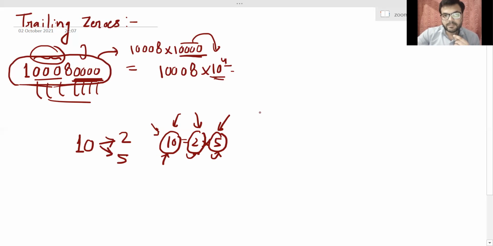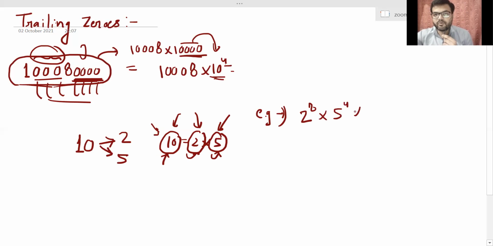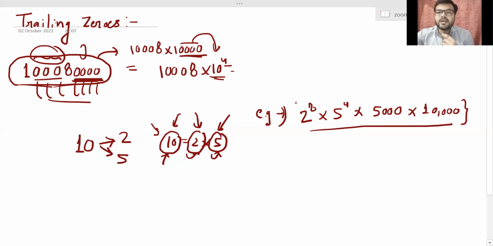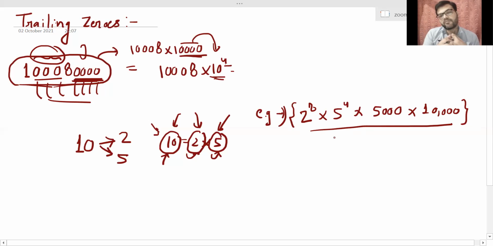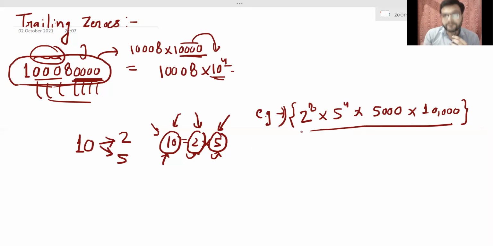Let me give you an example. For example, let's say you have got 2 raised to the power 8 into 5 to the power 4 into 5,000 into 10,000. Let's say we have got this expression, and now you have to find the number of trailing zeros. So how would we proceed for that? You will have to count the number of 2's and the number of 5's individually, because then only you will be able to form 10.